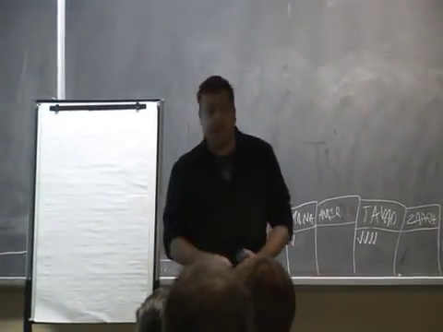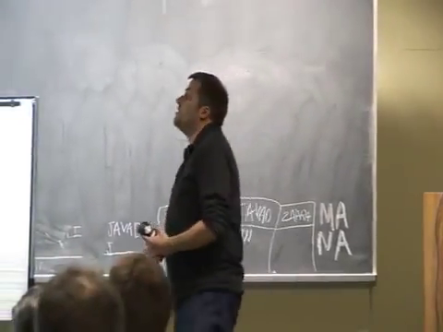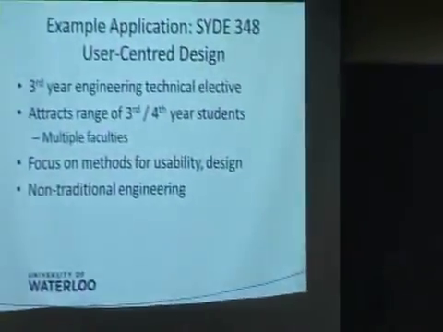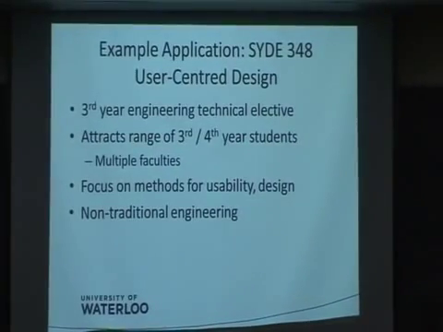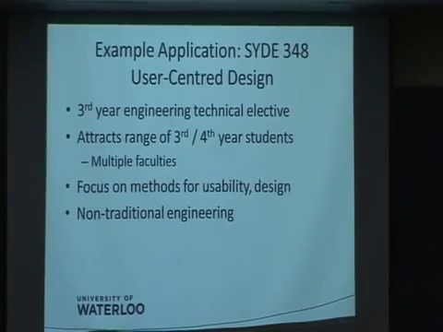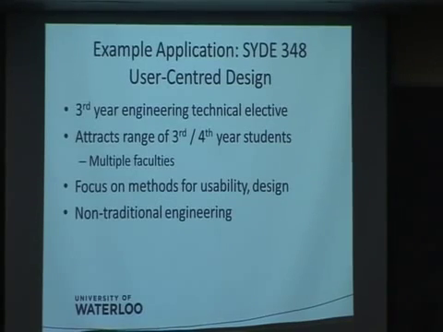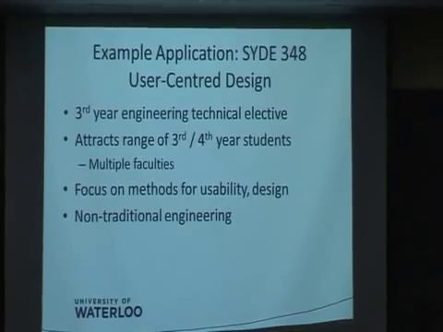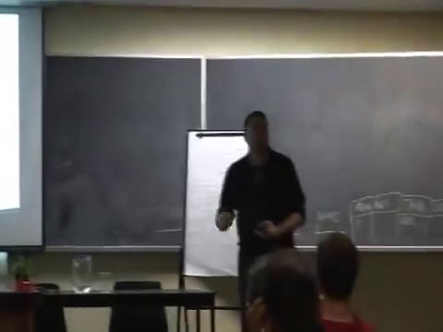So again, just to give you a little bit more background on the course, it's a third-year engineering technical elective. So it actually tends to be very popular with engineering students because it's not actually all that technical. It's much more of an artsy course. We're more interested in the psychology and other aspects of interaction rather than teaching calculus or explicitly focusing on design. We tend to get a pretty good range of third and fourth year students, and they're not all systems design engineering students. And that's one of the things I really enjoy about teaching the course.